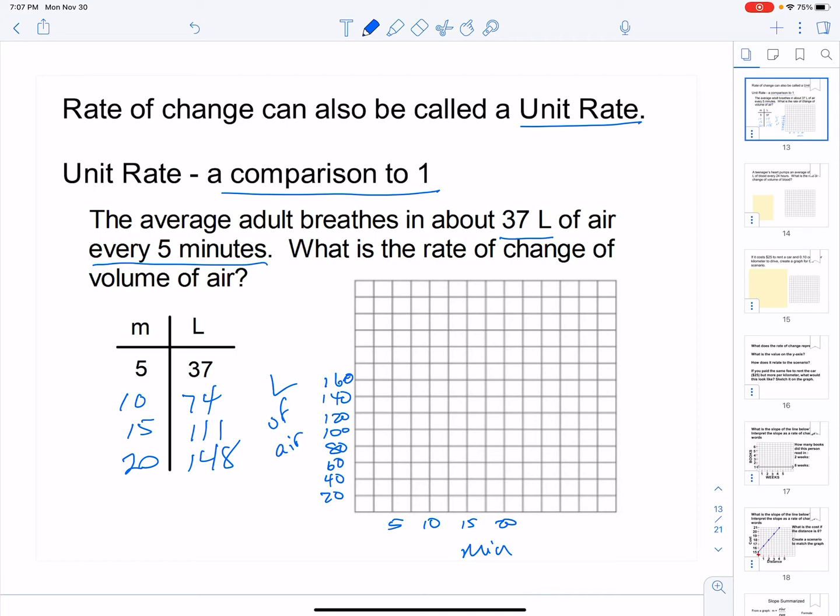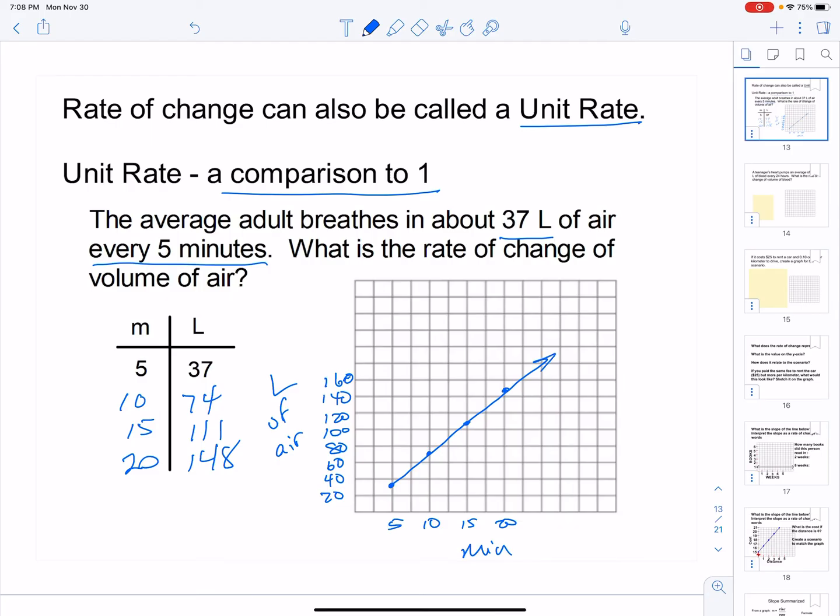At 5, it's 37, so I'd put a little dot about where 37 would be. 10 would be 74, which would be about right there. 15 would be about 111, so that's about right there. And 20 would be at 148, about right there. And you can see that it does make a straight line, just like that.